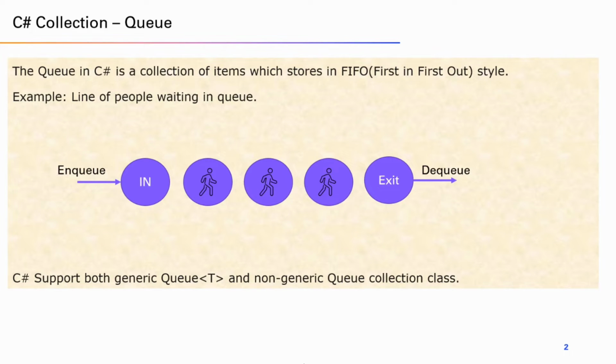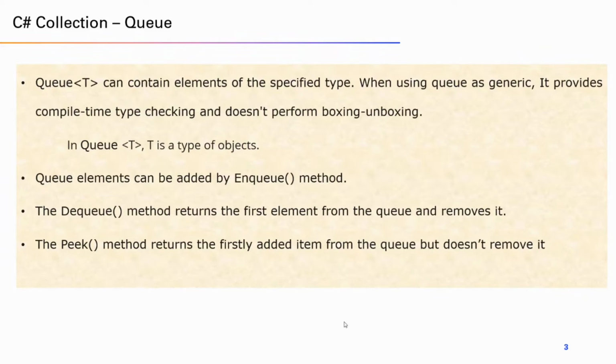C# supports both generic and non-generic queue collection classes. It is recommended to use the generic queue collection class because it contains elements of a specified type, provides compile time checking, and doesn't perform boxing and unboxing.